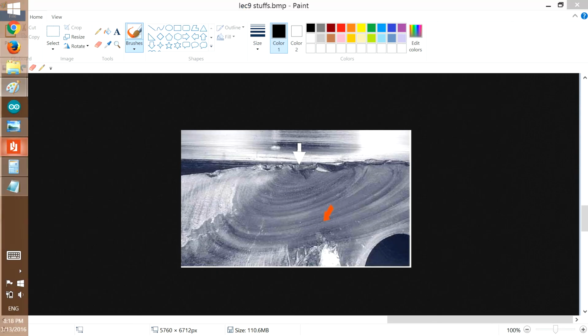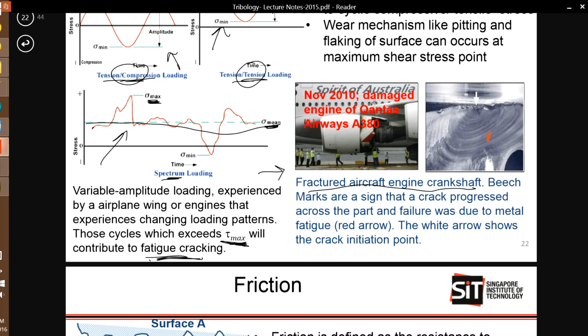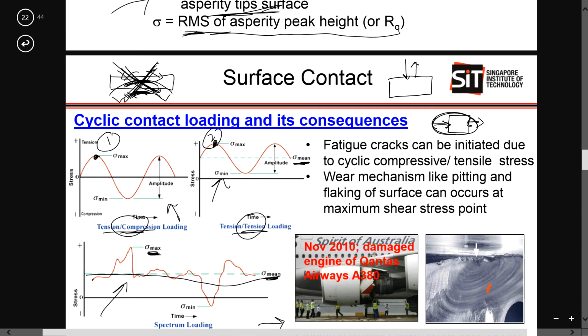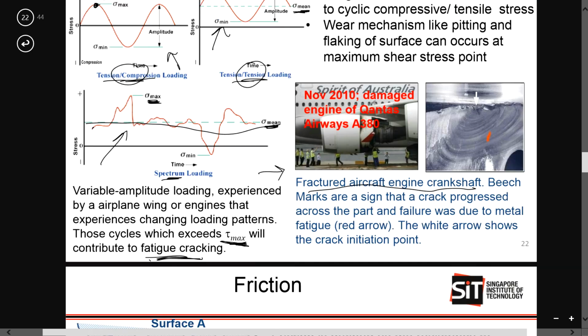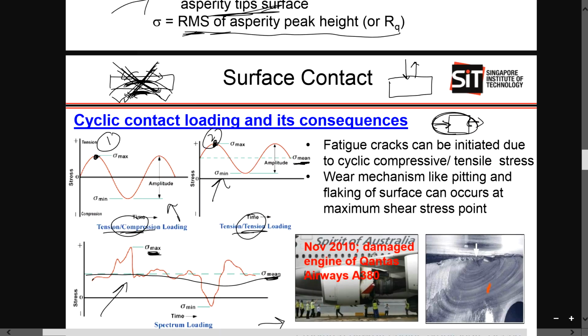So all in all, this is it for the Brinell hardness testing, the plasticity index, and a few cyclic loading graphs that you may want to also know. I think this is it. So yeah, see you.